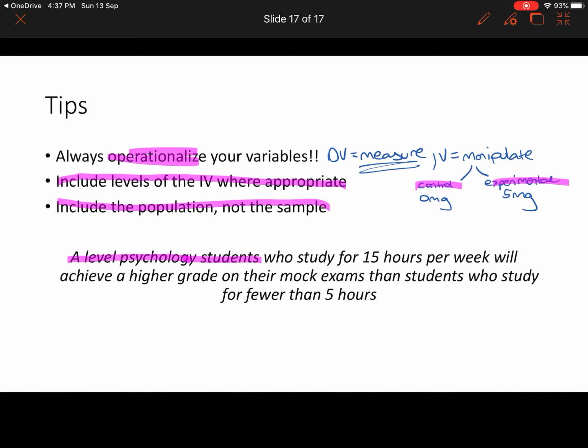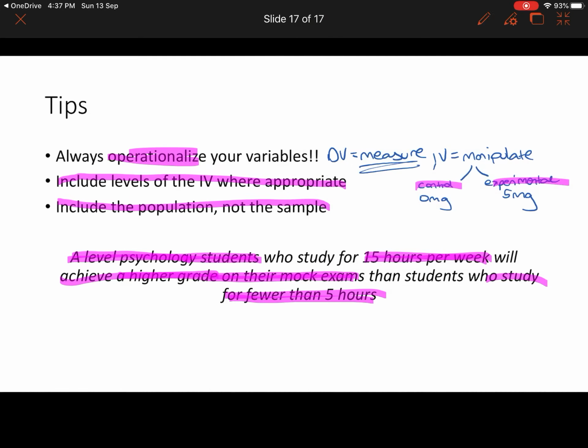So A-level psychology students, this is our population, who study for 15 hours per week, our first level of the IV, will achieve a higher grade on their mock exams, our operationalised DV, than students who study for fewer than 5 hours. So we've got all of our elements here. We've got our operationalised IV, our levels, 15 hours a week compared to fewer than 5 hours per week. We've got our population, and we've got our dependent variable here as well, the grade that they achieve on their mock exams.